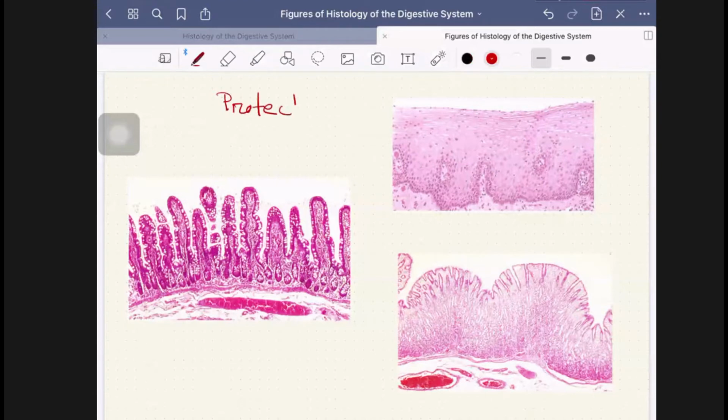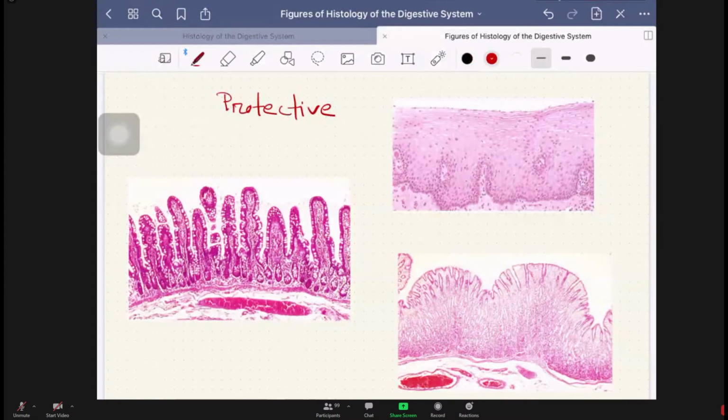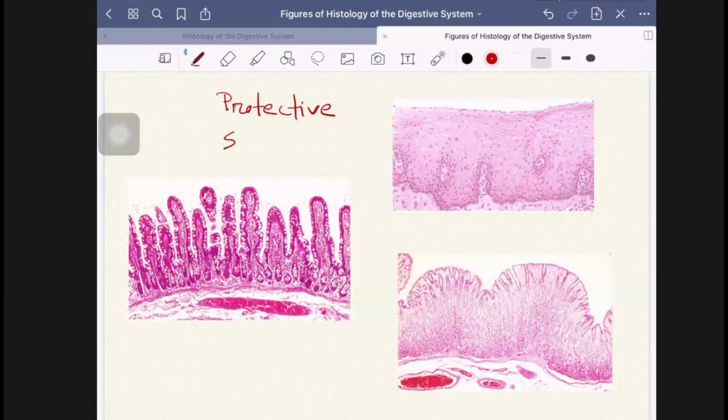Which one is the protective epithelium among these three? One is protective epithelium, one is secretory epithelium, and another one is absorptive lining epithelium. Protective: which lining epithelium? Simple columnar? Simple columnar epithelium. Protective is the non-keratinized stratified squamous epithelium.